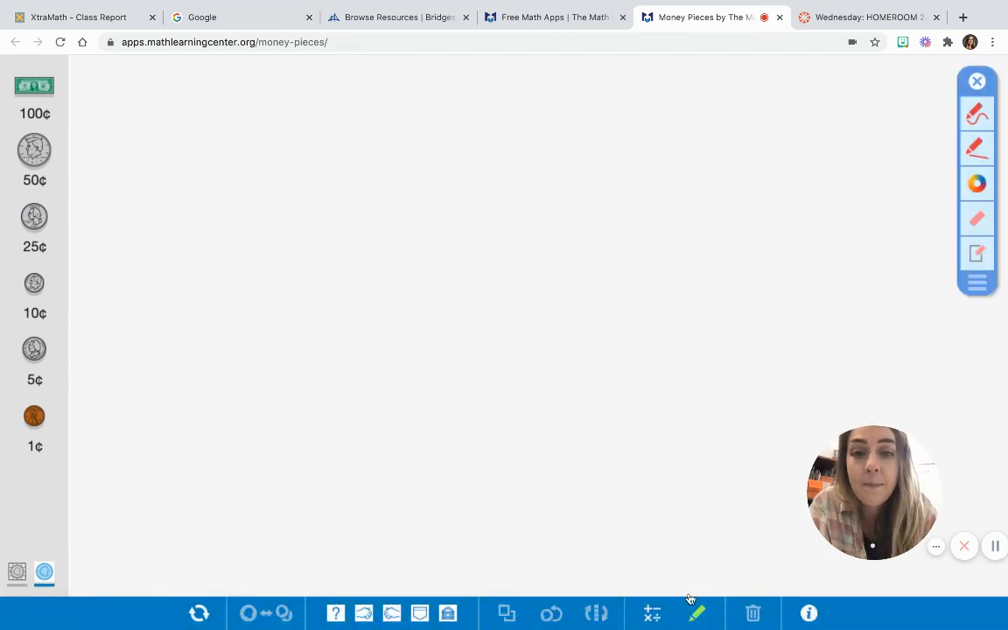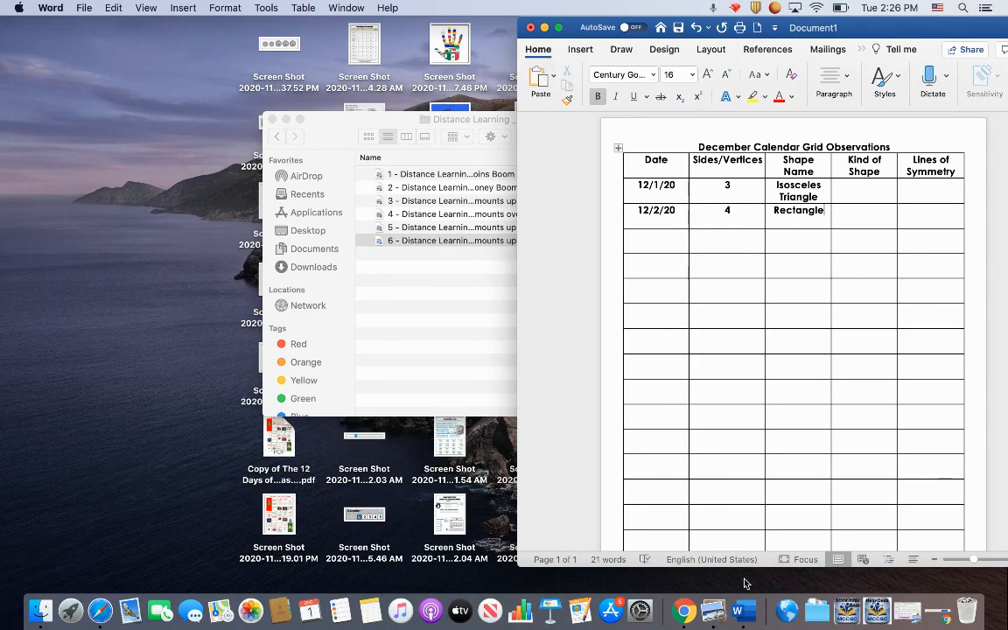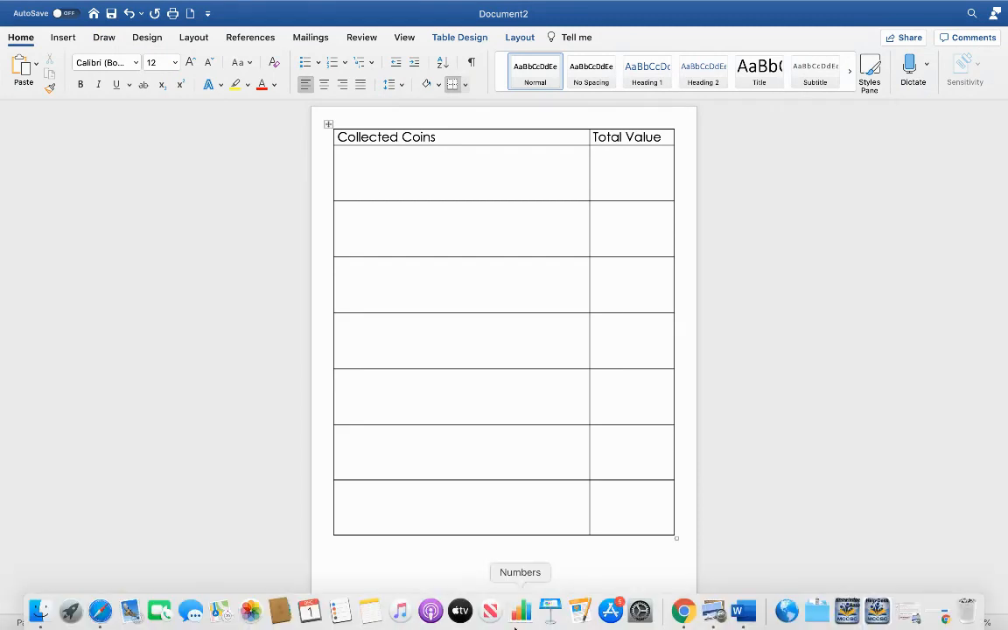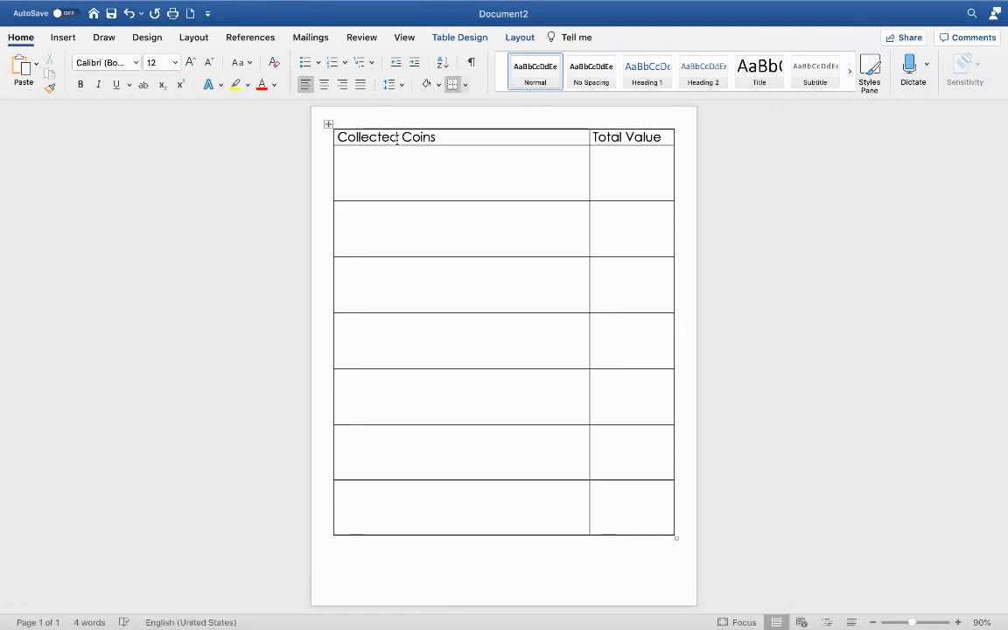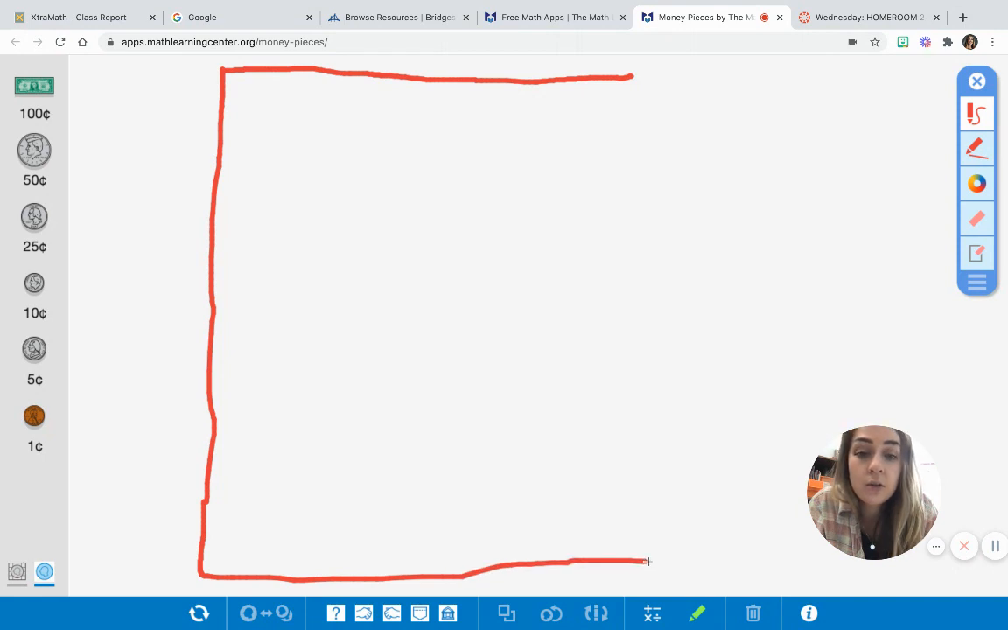I want you to get your math notebook. And in your math notebook, I want you to draw a box. So obviously this is not my math notebook. I'll show you what it looks like on the sheet that I created. You're going to make something like this in your math notebook. So I have collected coins and then the total value. I'm just going to use this so that I can drag over the coins. You will draw your own.